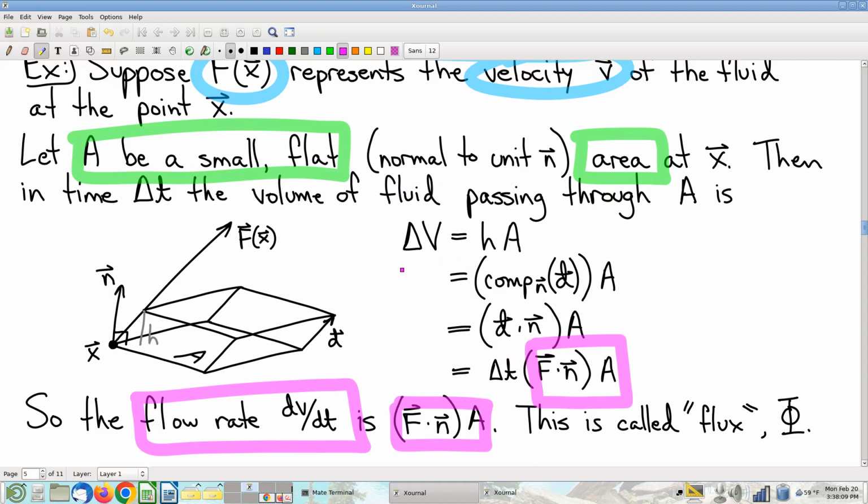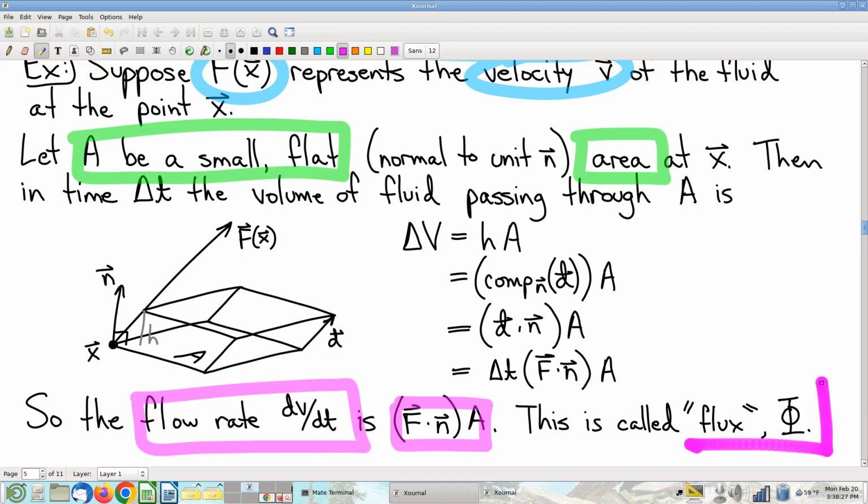Everybody good? Little details there. Okay. So, nice result. This is a pretty general question. We have a fluid flowing through an area. How much stuff per unit time? Very natural question to ask. So this answer is worthy of a name.